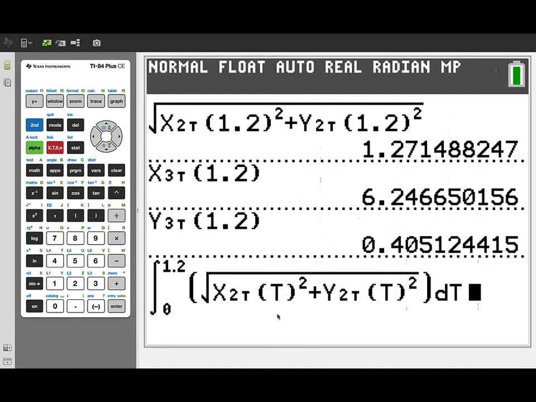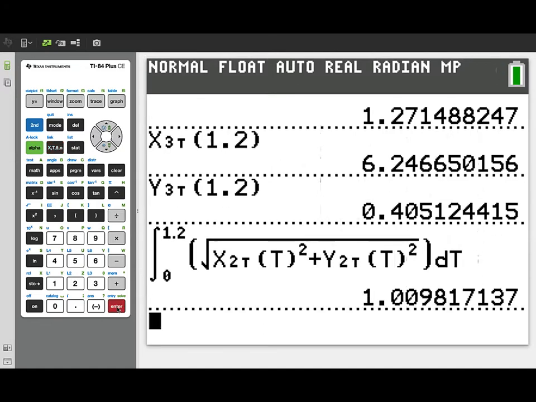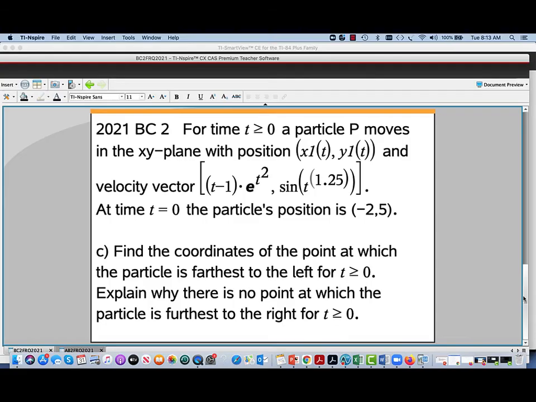There's our nice setup, and now we just enter, and we get a value that represents the total distance traveled by the particle over that time interval. Now in part C, we're asked to find the coordinates of the point at which the particle is farthest to the left and explain why there is no such point where it's furthest to the right.